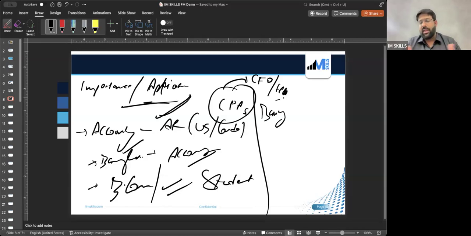Now, if you want to go to unconventional routes, then there is no limit. You can enter into wealth management. You can enter into angel investing. You can enter into government treasuries. You can enter into any profession because financial modeling is a skill which will help you reach any of your financial services roles, irrespective of the industry, irrespective of the experience.